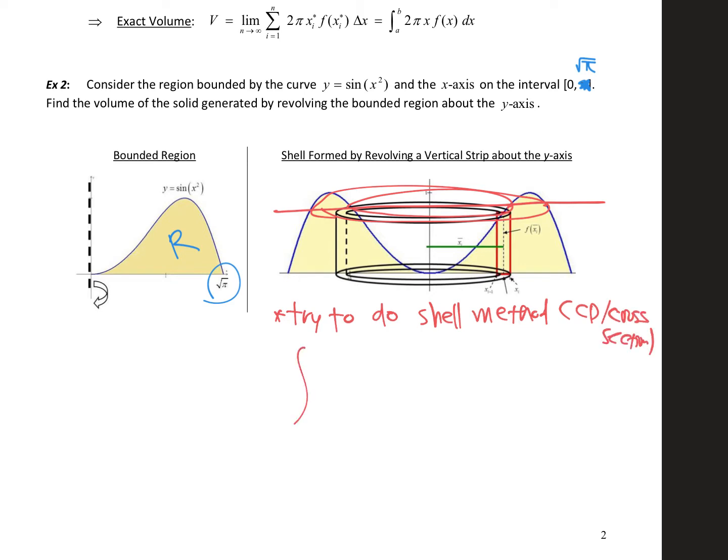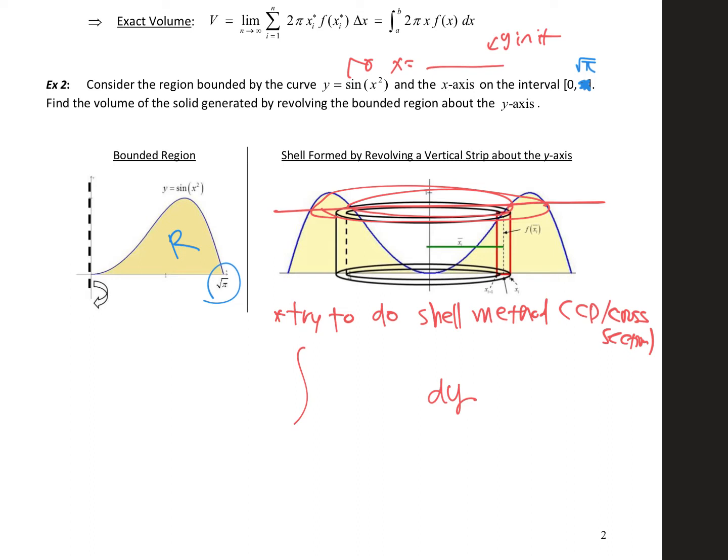Then since I am rotating about the y-axis, it's going to be dy, right? That means I have to rewrite this in terms of y. So I have to solve it, like rewrite this into x is equal to something with y in it. It's going to be kind of hard. I have to look at inverse sine and then square root. So it's just going to be difficult to do that, and we don't know what to do with it.